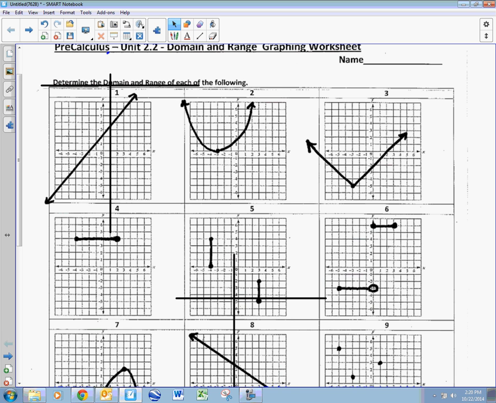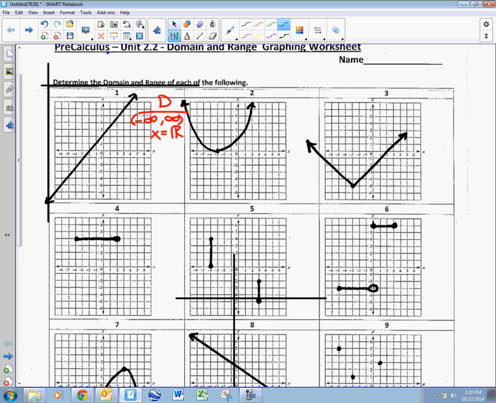Does the graph have an output at 1? Yes. Will the graph have an output at -10? It will. It will continue on over there. Will it have an output at +10? So therefore, the domain is from -infinity to +infinity, or x is all real numbers. You can write either or.